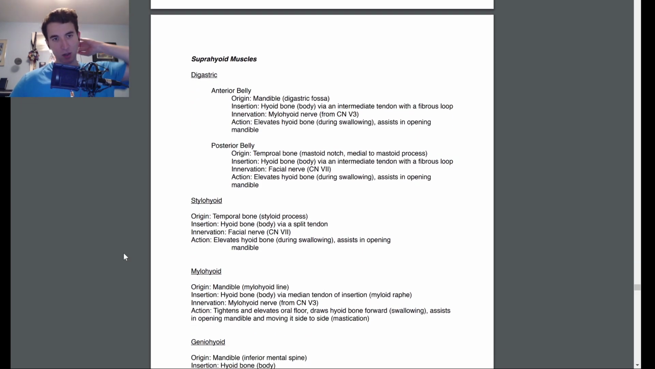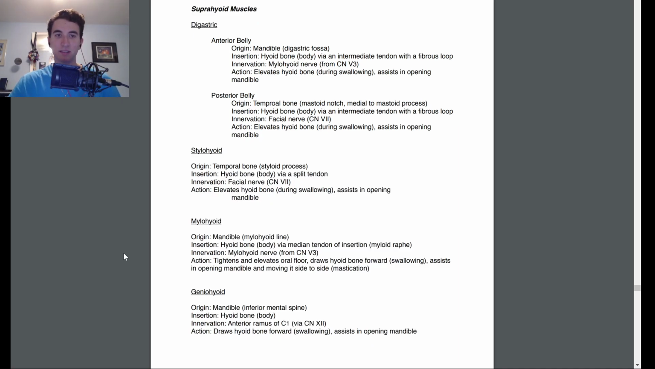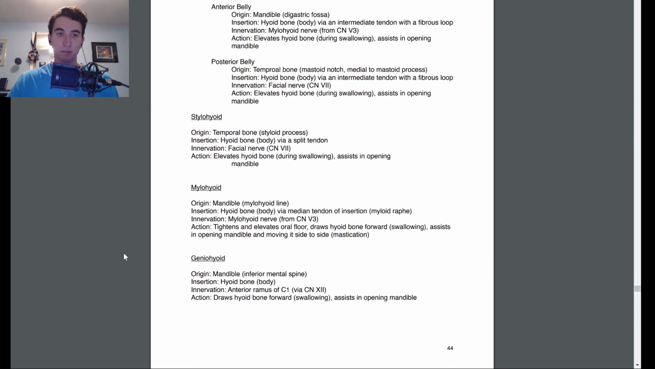Then we have the stylohyoid, which originates at the temporal bone, the styloid process. It inserts at the hyoid bone, body, via a split tendon. Doesn't that make sense? The styloid and the hyoid. Stylohyoid, anybody? Innervation is done by the facial nerve, cranial nerve 7. And the action is that it elevates the hyoid bone during swallowing and assists in opening the mandible.